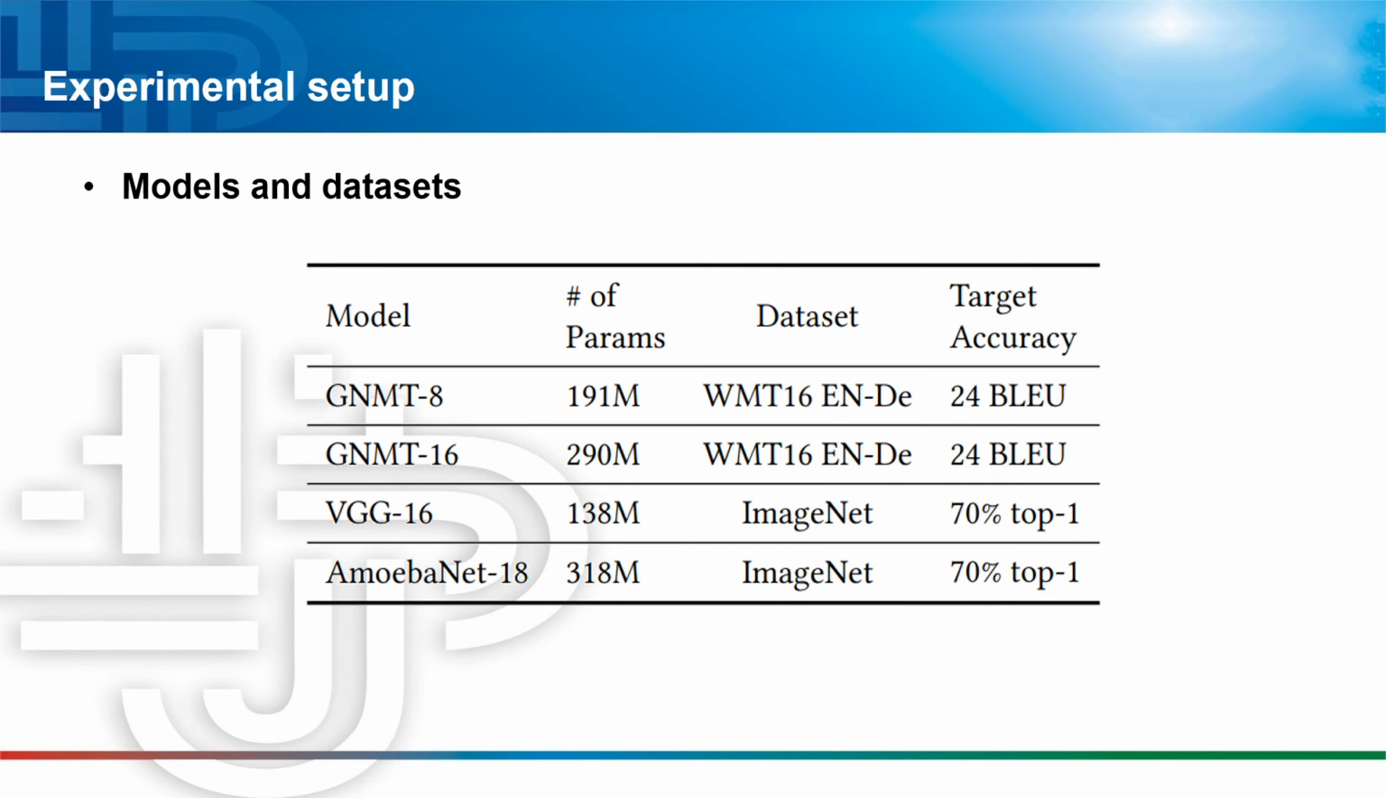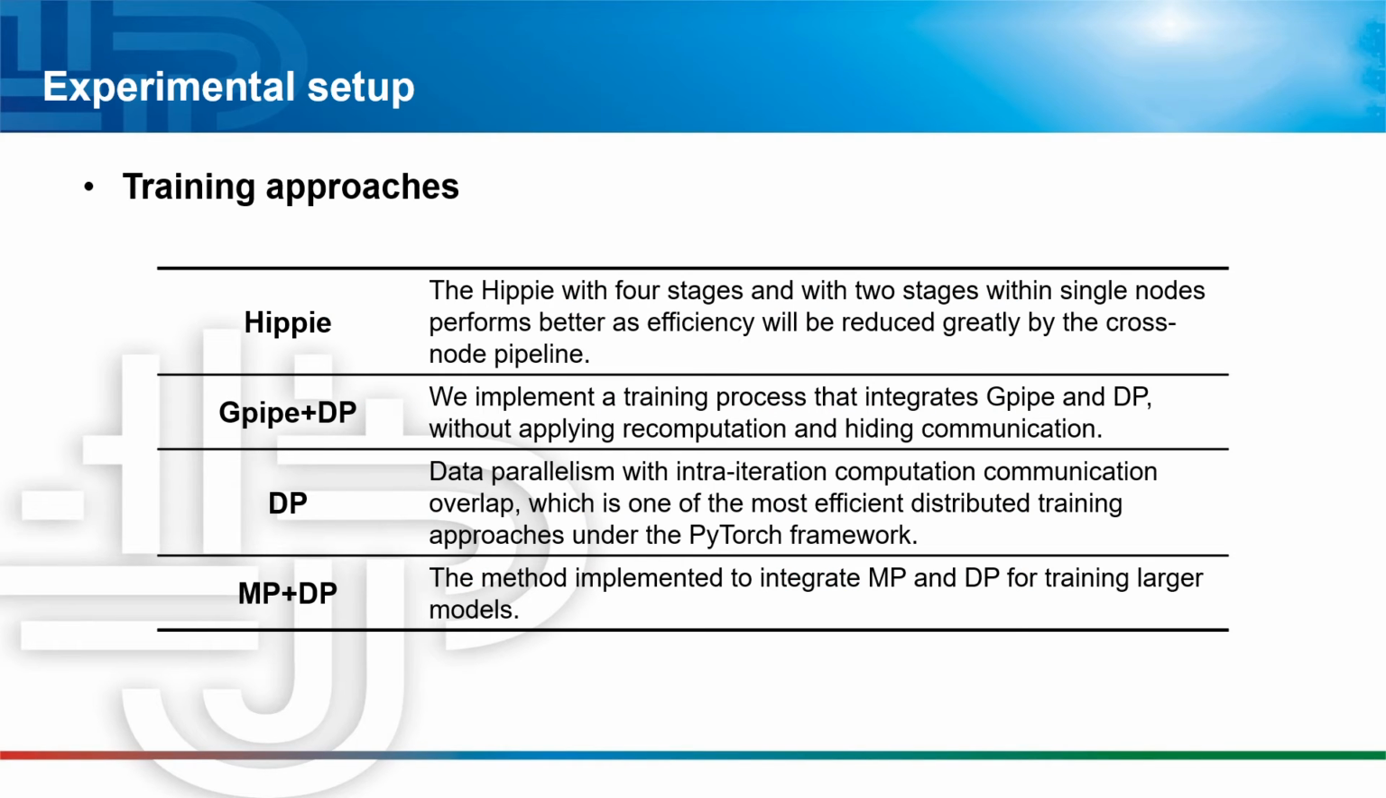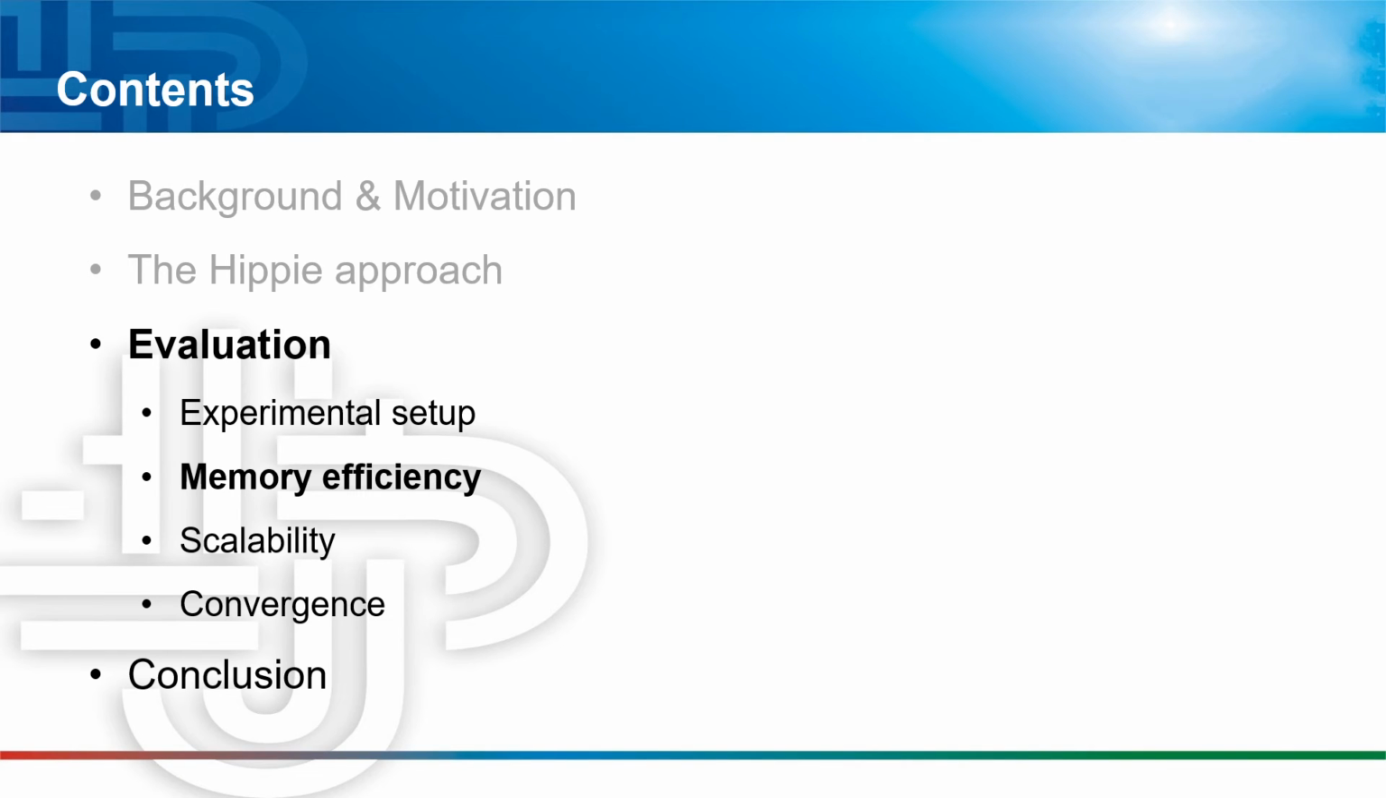We evaluated the performance of Hippie among 4 DNN models, including image classification and NLP tasks, which is shown in the table. Altogether, 4 approaches are involved in our experiment. Hippie, then the method that combines GPipe and DP, and the method that combines MP and DP. We will compare the throughput, memory, and memory efficiency of these methods.